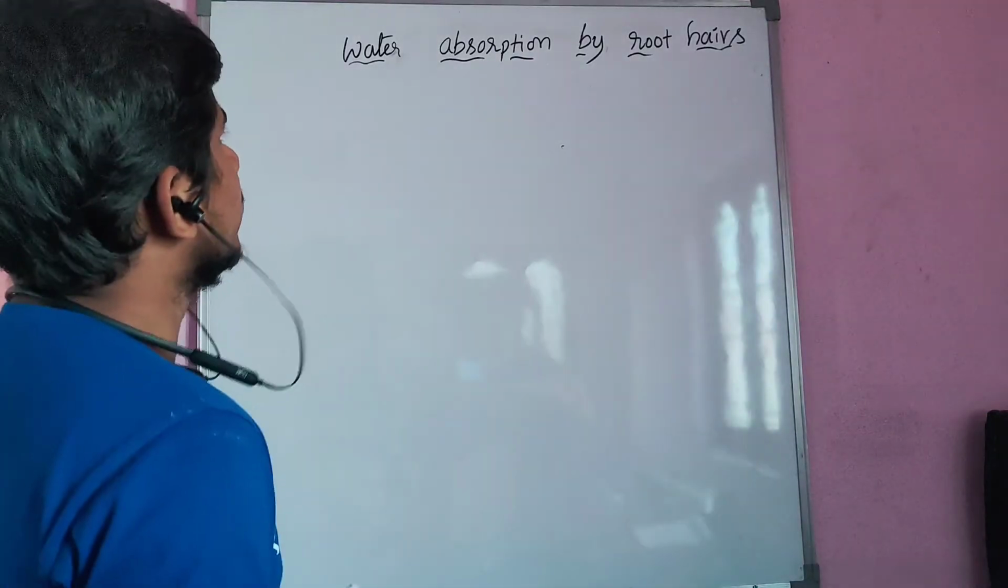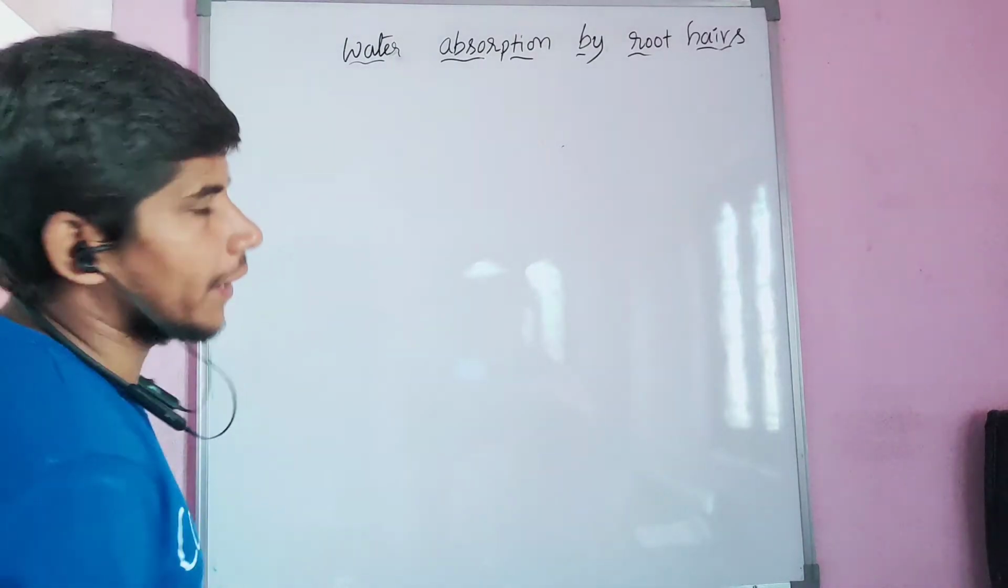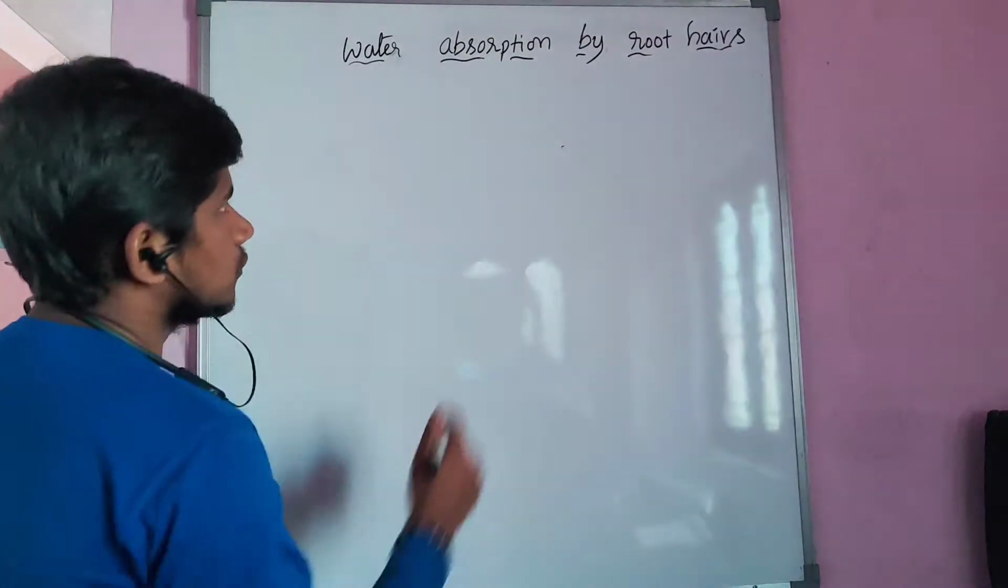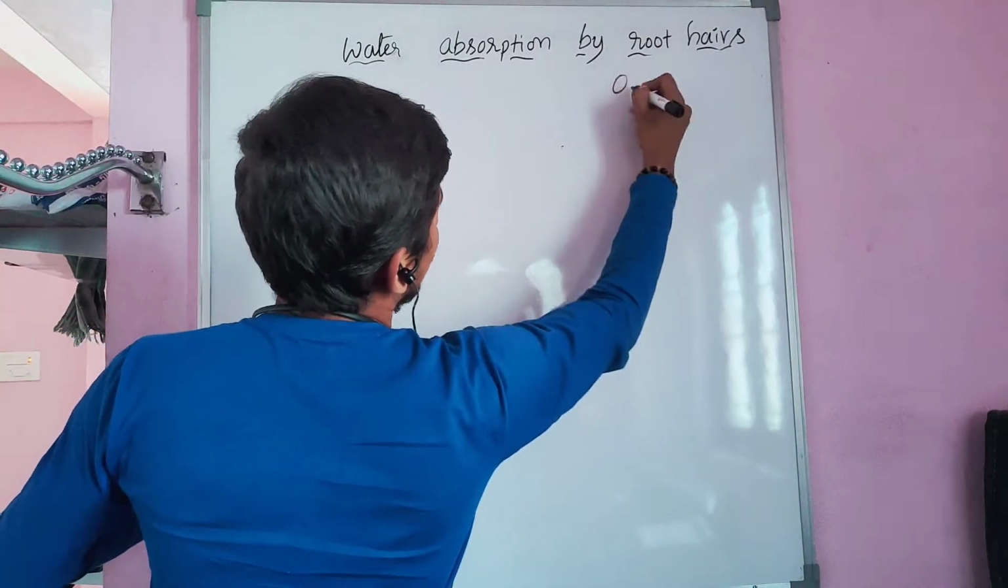Okay, in this video we'll discuss water absorption by root hairs. How do plants absorb water, and what are root hairs? That is all we'll discuss now. Water is absorbed by the root hairs by the process called osmosis.